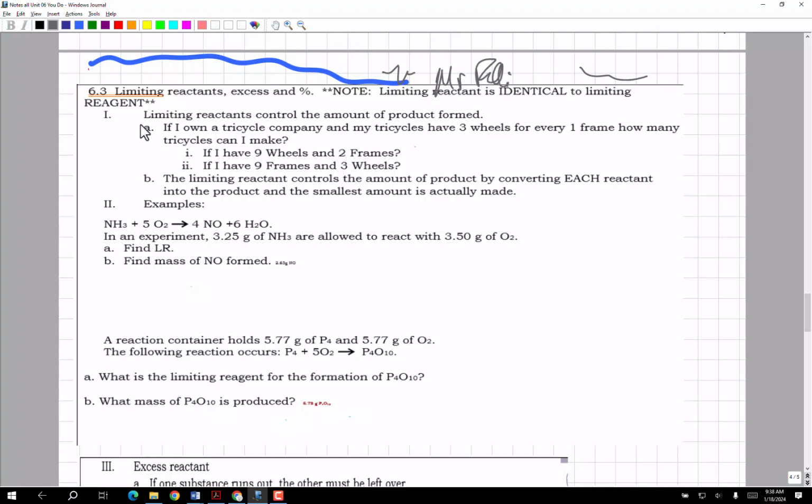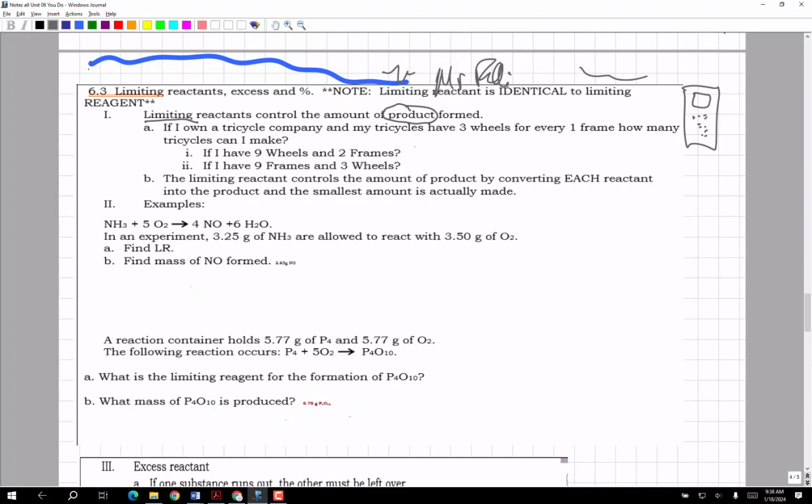But this is the mathiest, mathiest of it. So make sure you get out your calculator and your periodic table so we can do molar masses. So let's hop right to it. All right, so limiting reactant. So we're going to talk about a reactant that limits the amount of product that forms, okay?